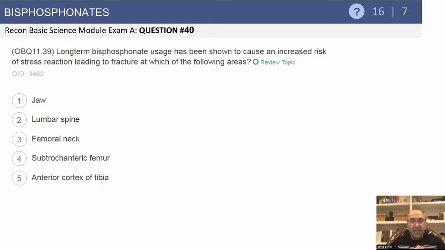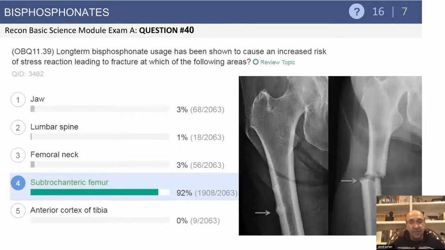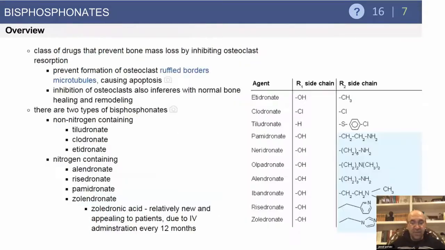Drugs get asked about occasionally, and we'll go through a couple of these that are important. Bisphosphonates are one of them. As you know, the long-term administration of bisphosphonates results in subtrochanteric femur fractures, transverse fractures, and that might come up in the exam. Please be careful not to go for femoral neck, because these are very classical fractures in the subtrochanteric region.